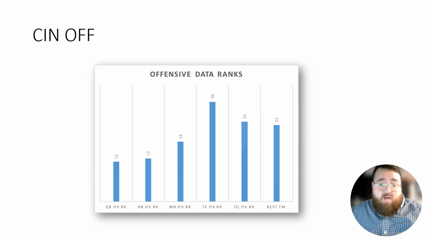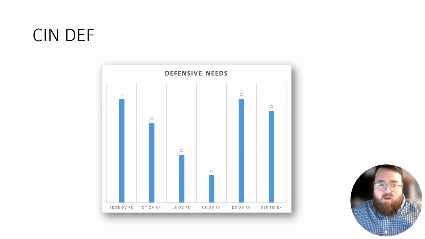Okay. Now, based on that information that I just looked at, these are the biggest needs that I see the Cincinnati Bengals having. They need wide receiver help. They need tight end help, especially big time. They need offensive line help. Those are big needs for the Bengals. Also, in terms of defense, they need edge help. They need defensive tackles. Linebackers, not so much, but they definitely need safety help. Those are big needs that they have in terms of their defense, which hopefully they address in the draft.